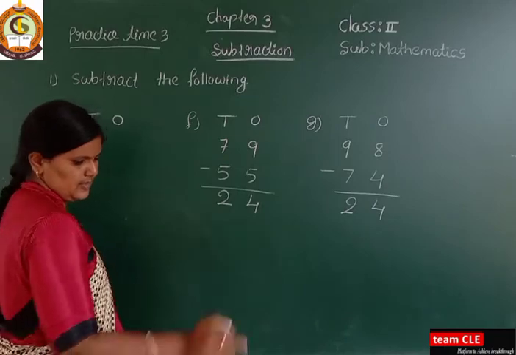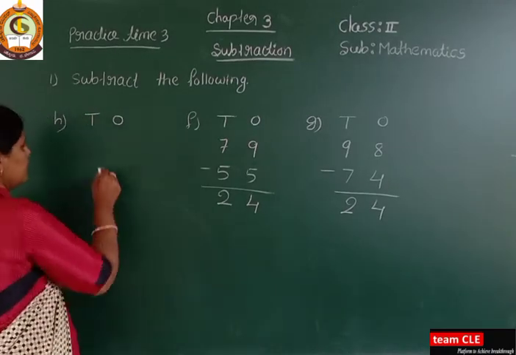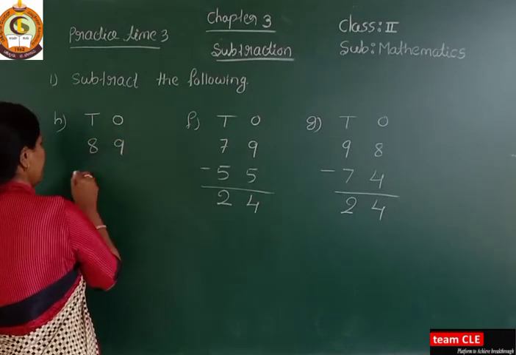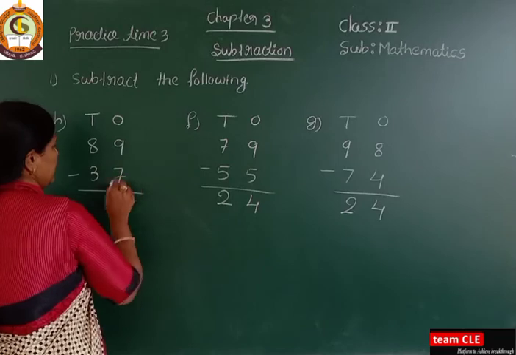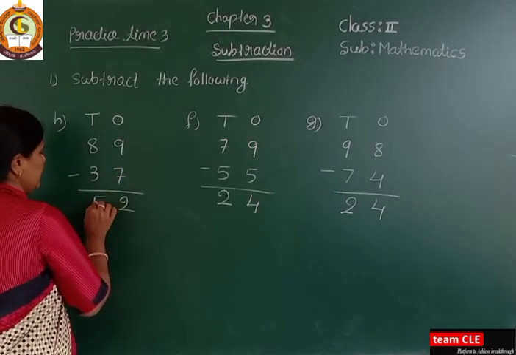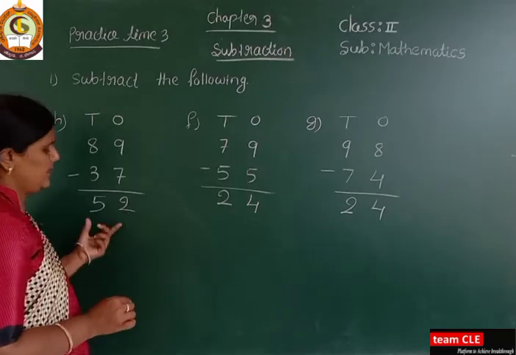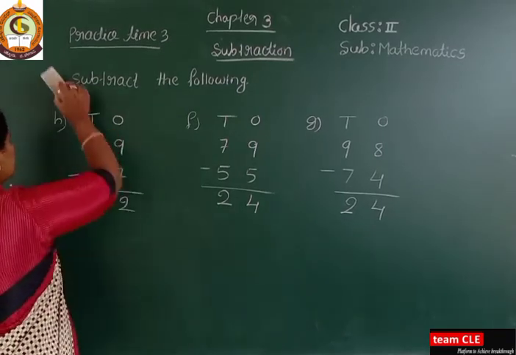Okay, next, the last problem, H. That is 89 minus 37. 9 minus 7 is how much? 2. And 8 minus 3 is 5. So the answer is 52.